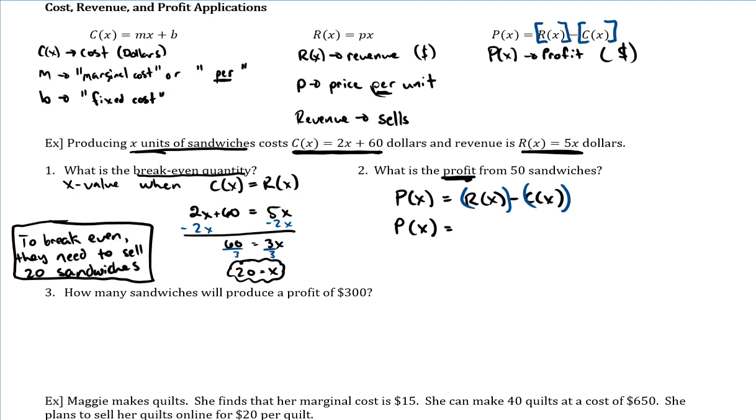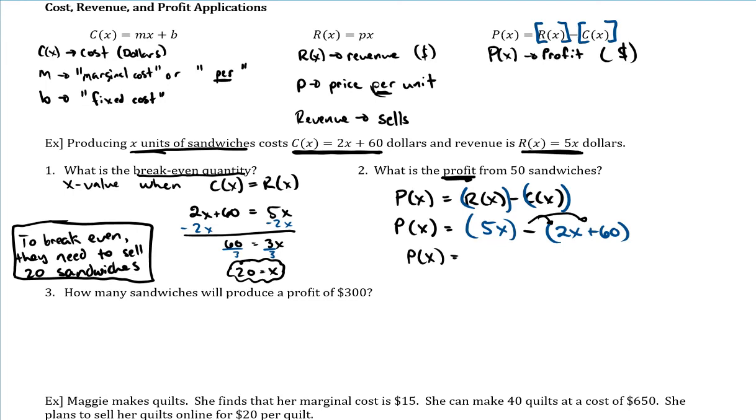So we're going to have P of X equals the revenue, which is 5X. So I'm putting the whole thing in the parentheses. And then minus the cost. Again, put it in parentheses. The cost is 2X plus 60. Okay, so notice it's got parentheses around each of those two functions on the right. And that way we will distribute the negative.